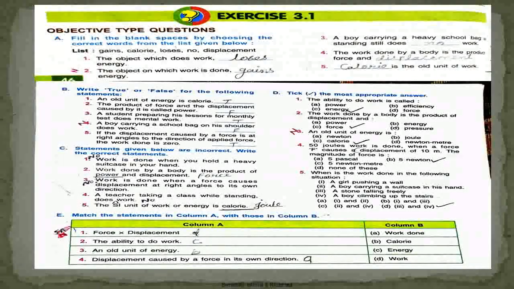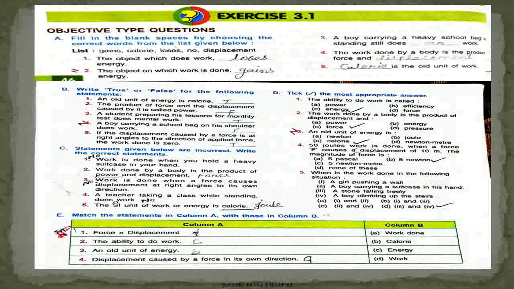First one, the ability to do work is called energy. Many times we have seen that. Okay, so the correct answer will be C, energy. Clear? Second one, the work done by a body is the product of displacement and, yes, force. Force and displacement is work. So the correct answer will be C, force. Third one, an old unit of energy is calorie. So in third one also the correct answer will be C.